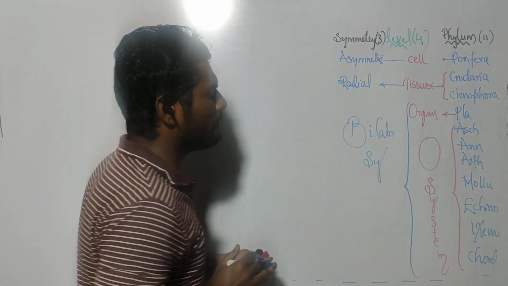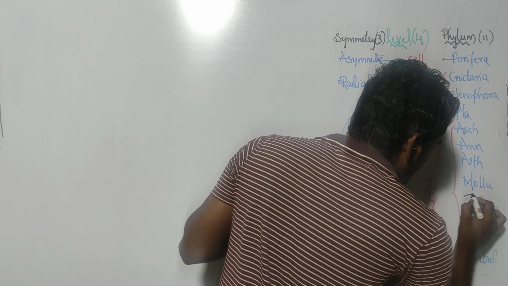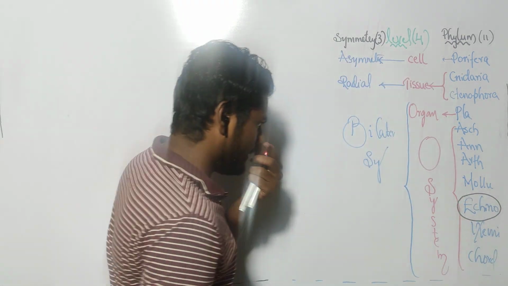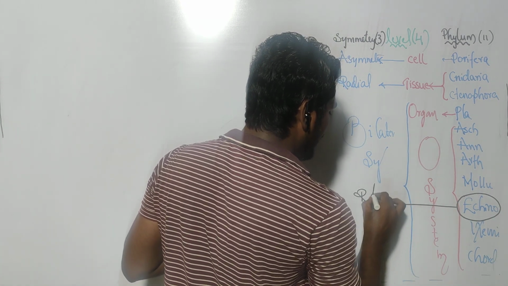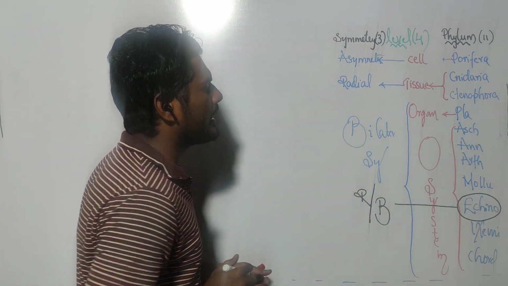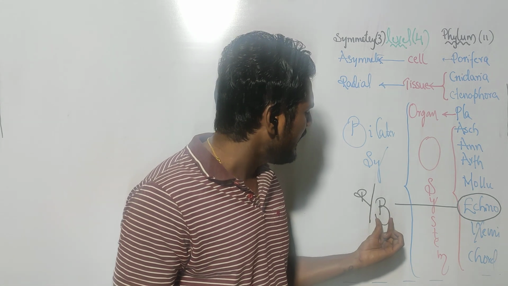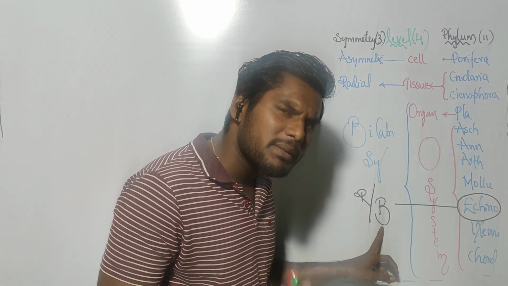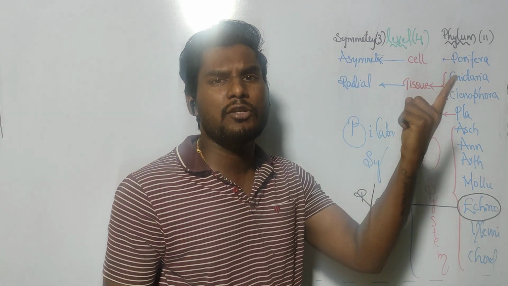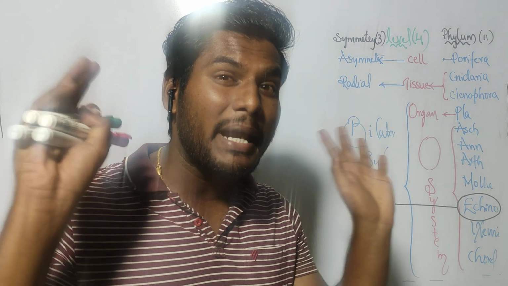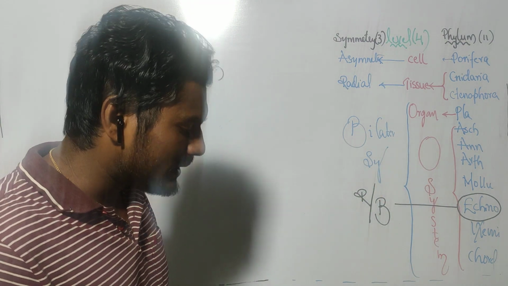Here a small exception will also be there. What is the small exception? It is about echinoderms. In echinoderms, we can see radial symmetry as well as bilateral symmetry. I already taught that echinoderms show radial symmetry and bilateral symmetry. Bilateral symmetry is seen in the larva stage of Echinodermata. Radial symmetry is seen in the adult stage of Echinodermata. Since the larva stage is present, development is what? Indirect development. That's all.